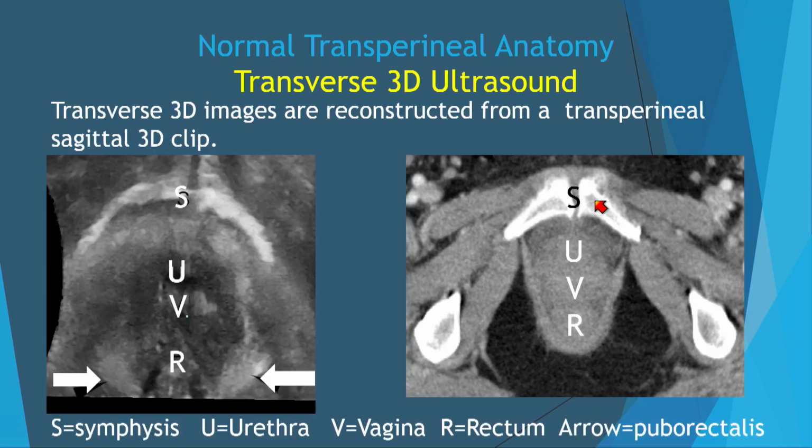Again, I want to emphasize that a lot of your diagnostic imaging is going to hang on that 3D image. One of the key images is the transverse or oblique coronal view, which you see here. I'm comparing it to the comparable CT scan. This is the reconstructed ultrasound image showing the symphysis, the urethra, vagina, and rectum.